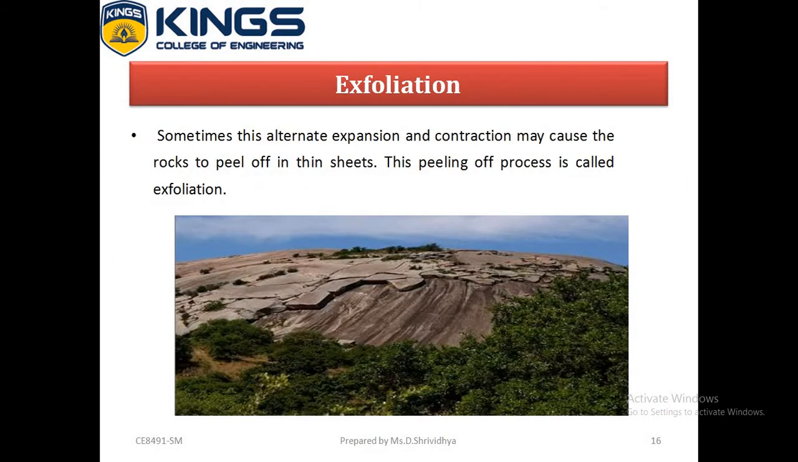Next, let me see what is exfoliation. Exfoliation is also one of the processes involved in soil formation. Sometimes this alternate expansion and contraction may cause the rock to peel off in thin sheets. The figure shows how the peeling off process takes place. This peeling off process is called exfoliation.